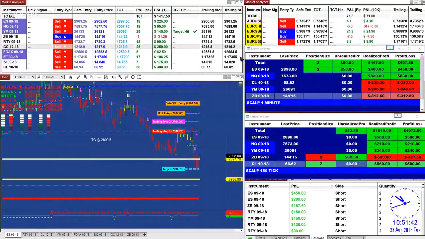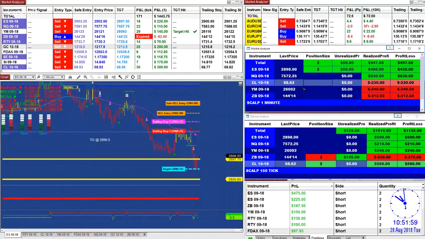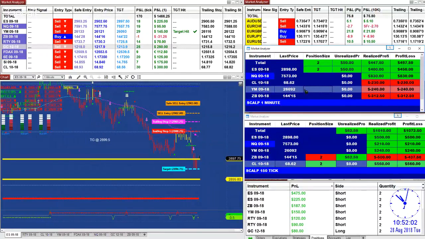The 150 ticks on the scalpers are going very good, straightforward. We are around 1,000 on the scalping, but on the 1 minute, we are really in a lot of trouble. The market on the CL, it's not huge money, but still it's 230 south. The YM is 240 south, and the 30-year Treasury bond is $312 south. So there are a lot of reds today, as expected, as we predicted.